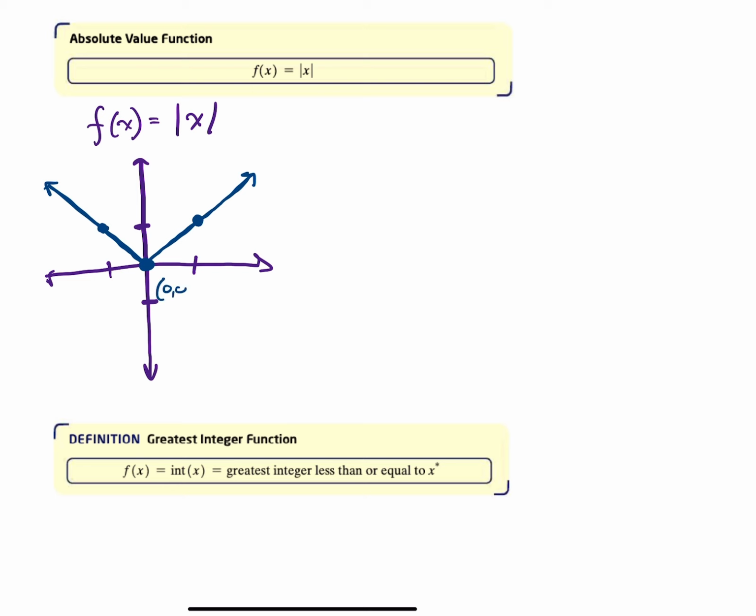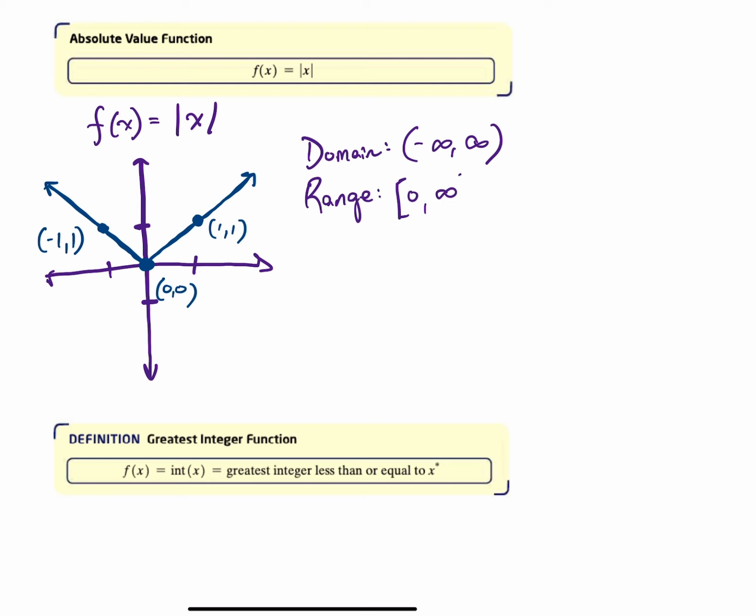So we have this point 0, 0. This will be our point 1, comma 1. This will be negative 1, positive 1. Our domain will be all real numbers. We can plug in any value here. However, our range will have to start at 0 and go to infinity. It's going to turn everything positive, so we won't have any negative values as the output.